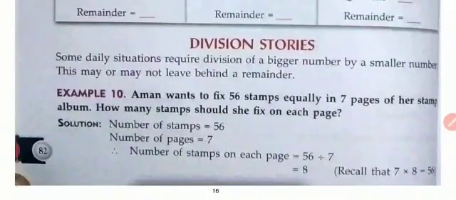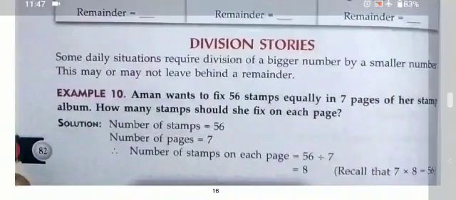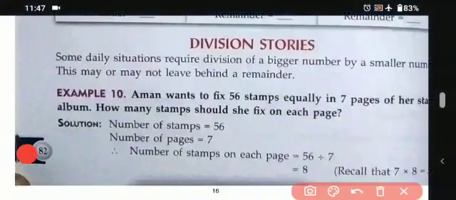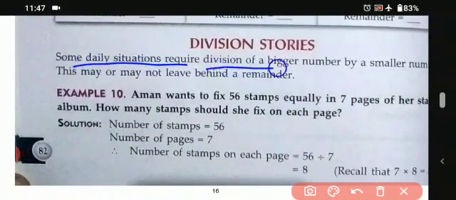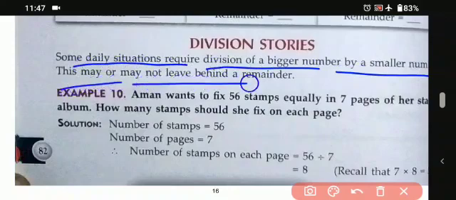So now we'll go with the stories. Like there is a kind of situation which I am going to tell you, and on that story you have to do the sum, or you have to divide it. Likewise, I'll tell you how it works. Some daily situations require division of a bigger number by a smaller number. This may or may not leave behind a remainder.